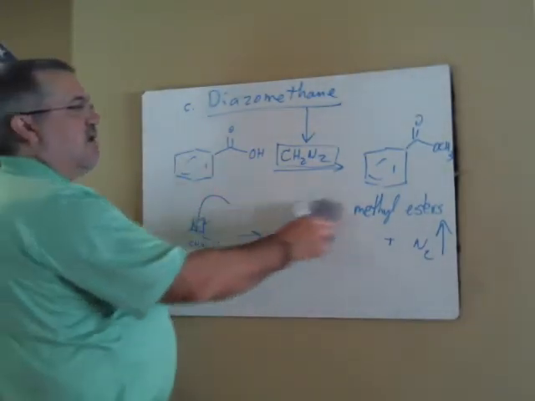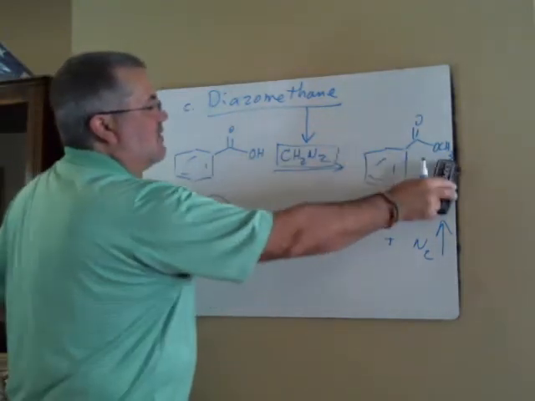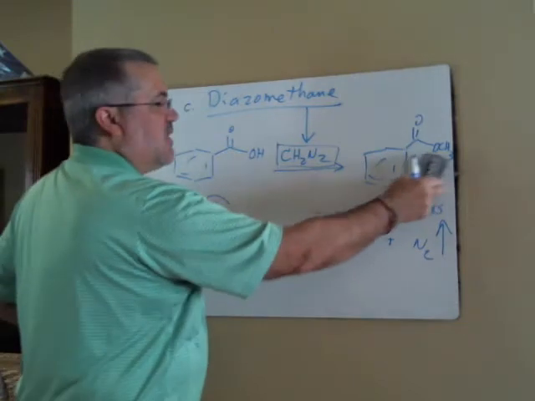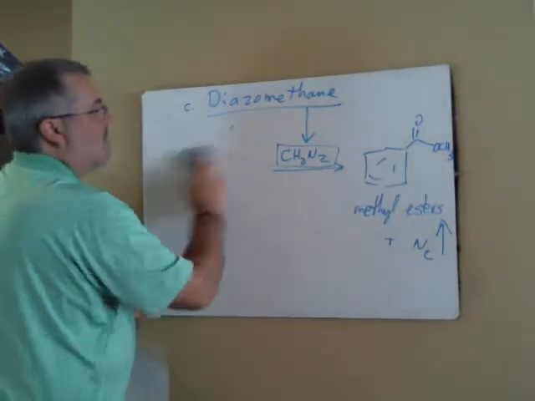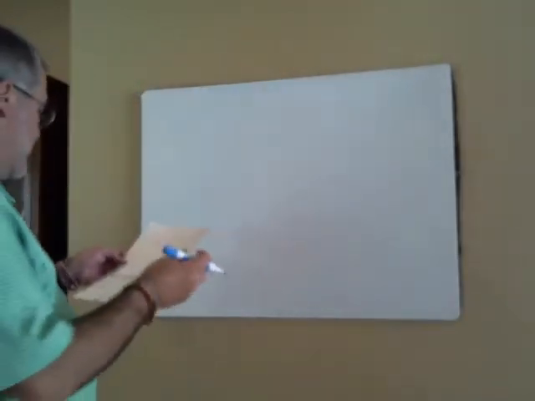So really all you need to know for this reaction is this, that you can use diazomethane to convert the carboxylic acid into the methyl ester. All right. So that's how we can take carboxylic acids and convert them to esters.